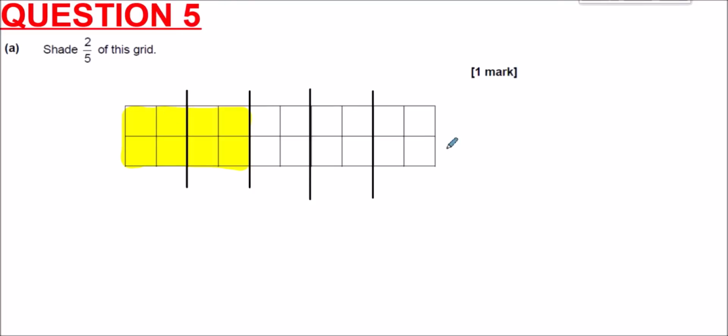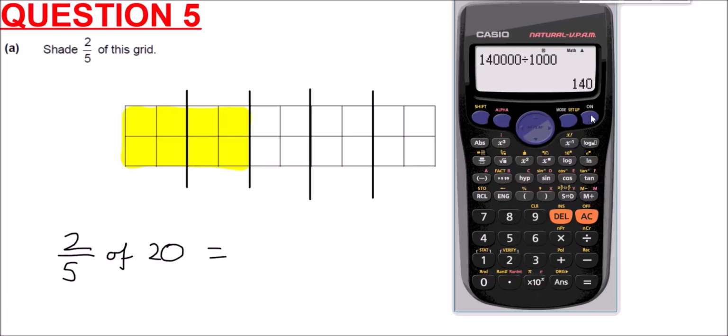Another way you could have done it would have been just to simply count up the squares. 2, 4, 6, 8, 10, 12, 14, 15, 16, 17, 18, 19, 20. And so we've got 20 squares in total. Another way you could have thought of it would be just to work out directly what 2/5 of 20 is, and then shaded in that many squares. So this can be done easily enough on a calculator, or even without a calculator, but anyway, 2/5 of 20 is 8.